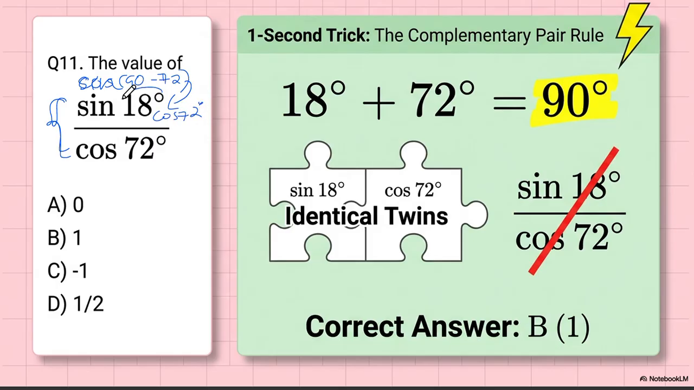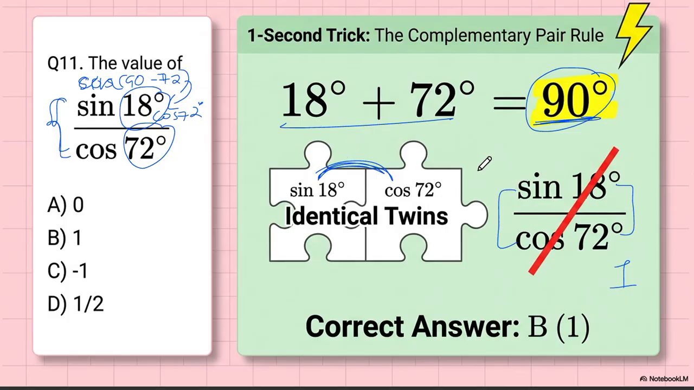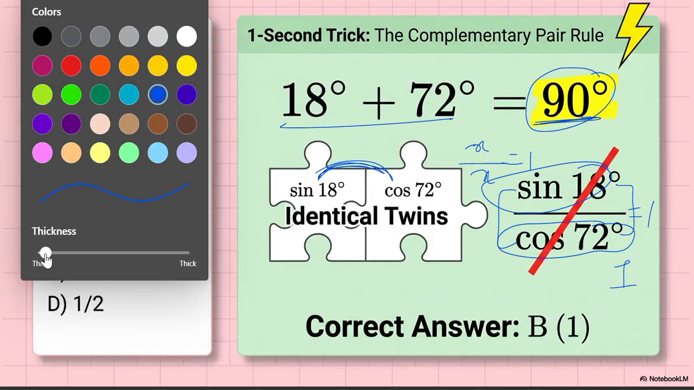Otherwise the trick is here, 18 and 72. If you add up both the angles and the addition is 90, then the division value is always answer 1. We know that sin and cos are identical twins in complementary angles. So in case of division, these both are equal. If you cancel out the equal things, for example x upon x, the answer is 1. Similarly sin 18 and cos 72 are equal. So the division is answer 1. So the correct answer is B. Look at the next question.